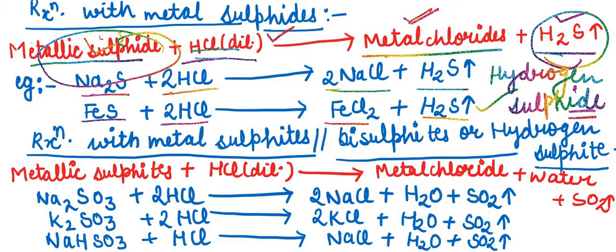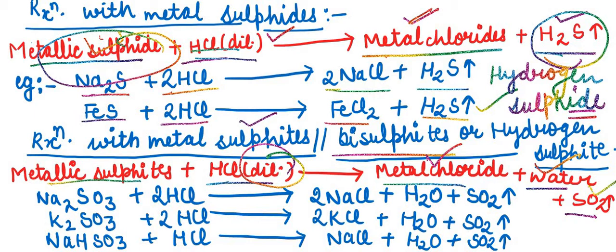But whenever I talk about a reaction between metal sulfites and metal bisulfites, what happens? There is a formation of metal chlorides plus water plus SO2 with the dilute HCl. For sodium sulfite with HCl, we get NaCl, water, and SO2 gas. And with potassium sulfite, again KCl, the potassium chloride, water, and SO2 gas are formed.